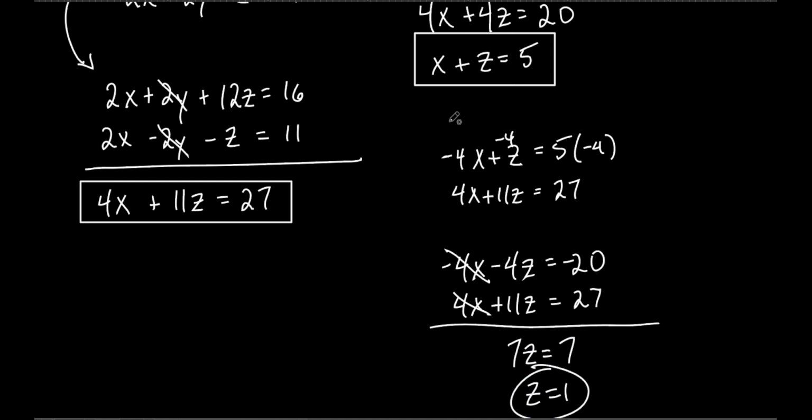Now I can solve for x very easily. I could use this one or I could use this one. This is definitely the easier one to use, so let's use it. So it's x plus z, which is 1, equals 5. Super easy. X is 4.